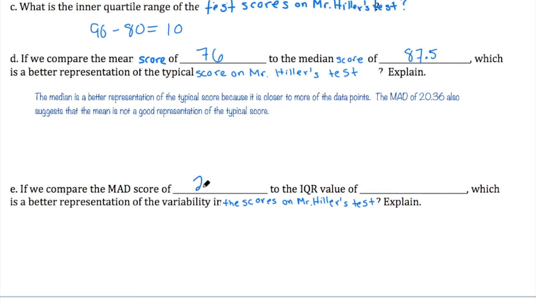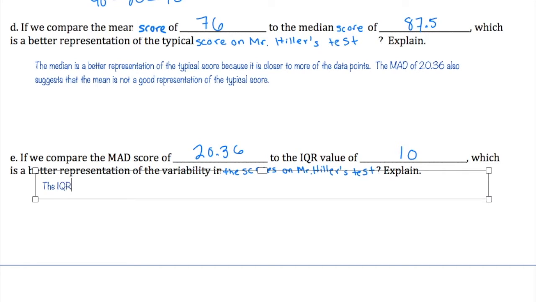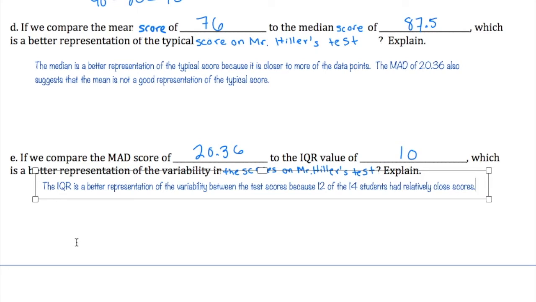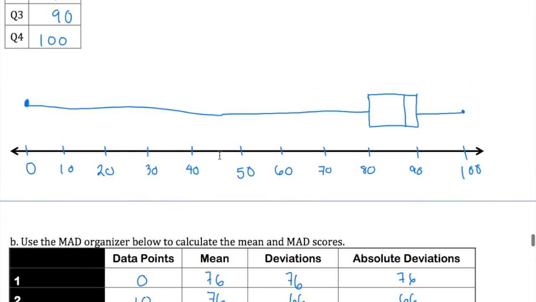Okay, if we compare the MAD score of 20.36 to the IQR of 10, which of these is a better representation of variability? The IQR, again, is a better representation of the variability between most test scores. We can say this because 12 of the 14 students had relatively close scores. There was not a great deal of variability. They weren't varying by 20 in each direction from the mean or anything like that. There was a total variability of 20, so relatively close data scores. So a smaller IQR, smaller variability is what we're looking for.